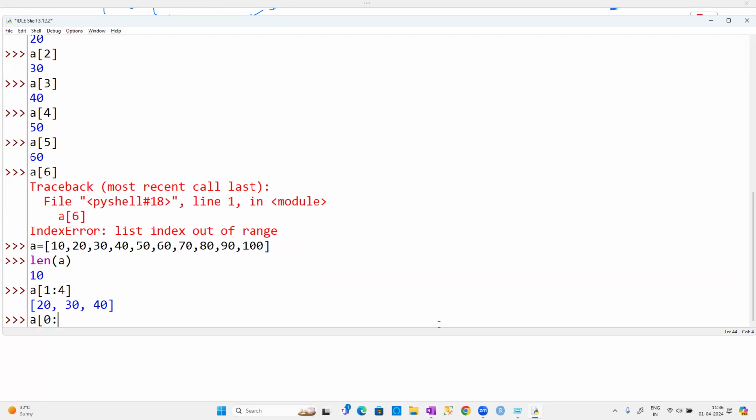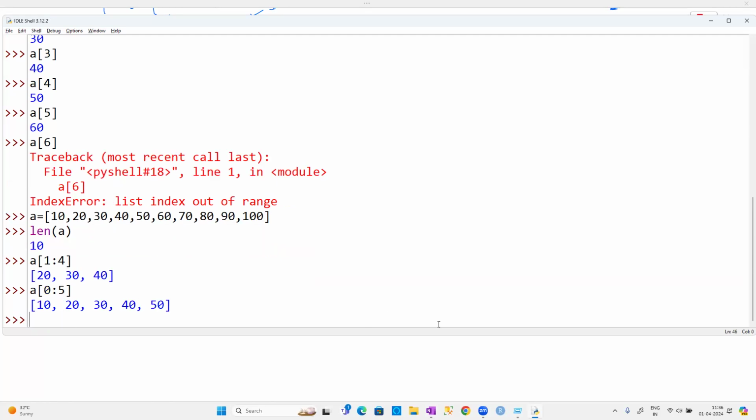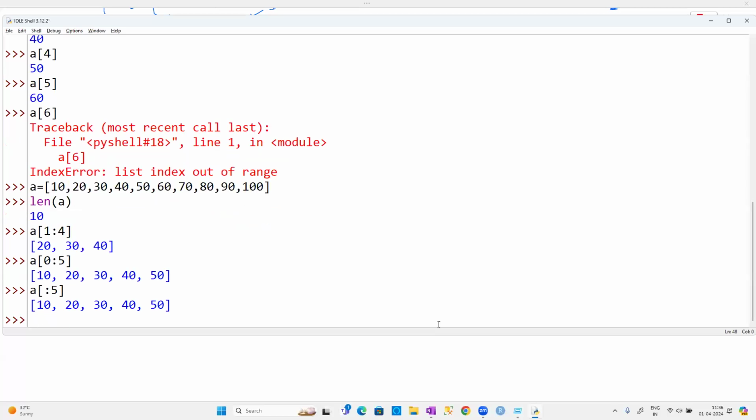How to get the first 5 elements? First 5 elements normally means we'll say 0 to 5. Instead of writing 0 to 5, since you're starting from 0 anyhow, we can skip the starting position. 0 to 5 means 0, 1, 2, 3, 4, guys. So the output we'll get is 10, 20, 30, 40, 50. Hope you observe. That is the basic idea of how we can work with slicing.